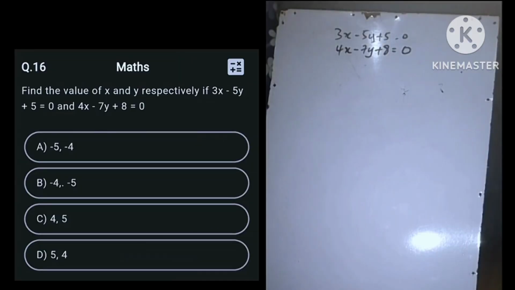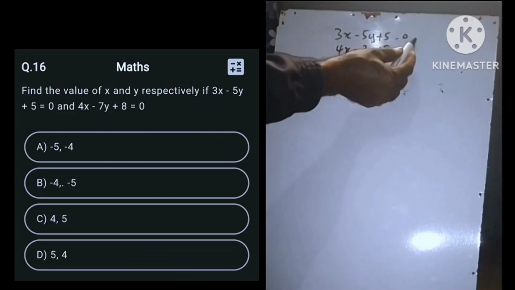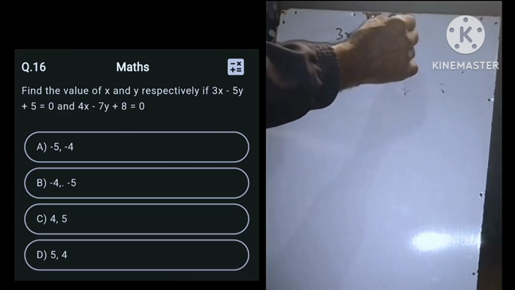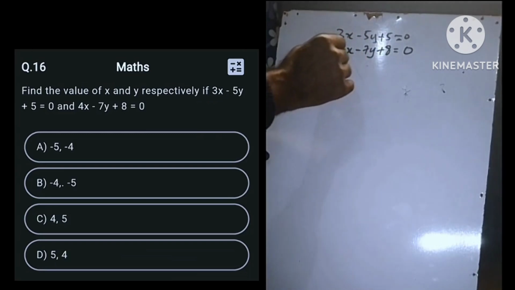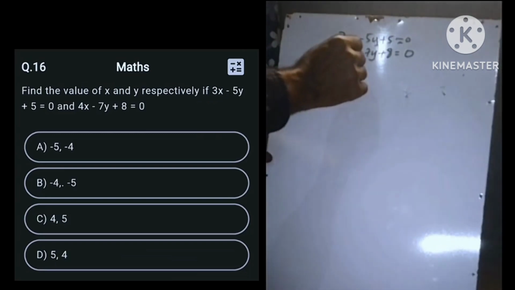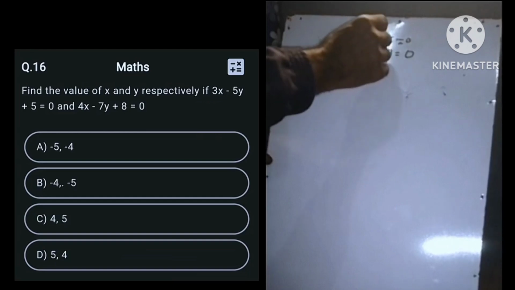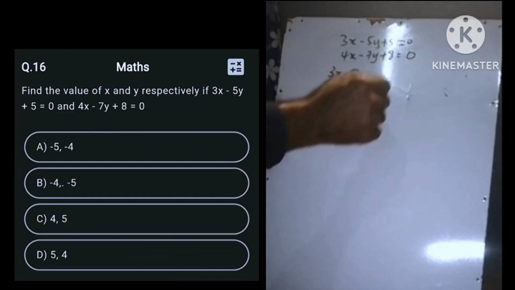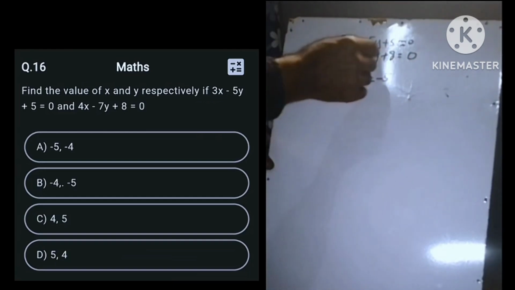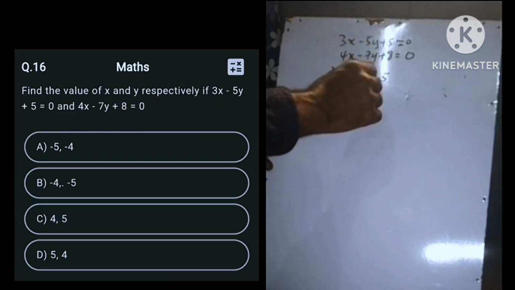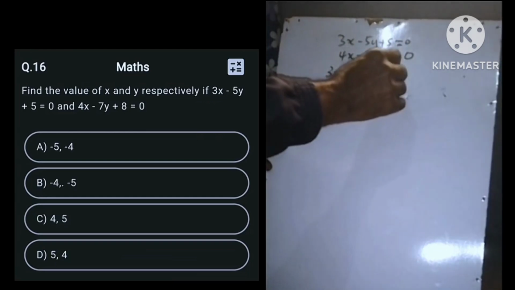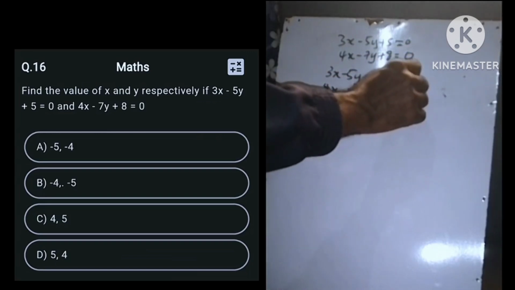At this point, this is a simultaneous equation. So what we are going to do is to carry this constant over to this side and carry this over to this side. So what we have here now becomes 3x minus 5y equals, this crosses, it becomes minus 5. And this part, we have 4x minus 7y equals minus 8. So we call this equation 1 and call this equation 2.